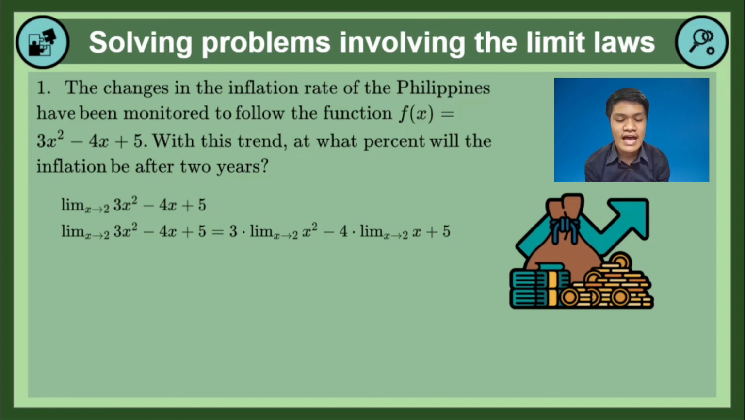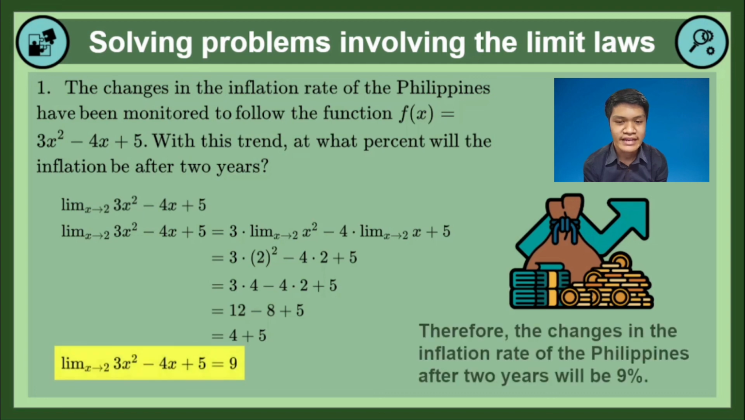The limit of x as x approaches 2 is 2. Thus, 2 squared is 4, 3 times 4 is 12, and 4 times 2 is 8. 12 minus 8 is 4, plus 5 is equal to 9. Therefore, the changes in the inflation rate of the Philippines after 2 years will be 9%.